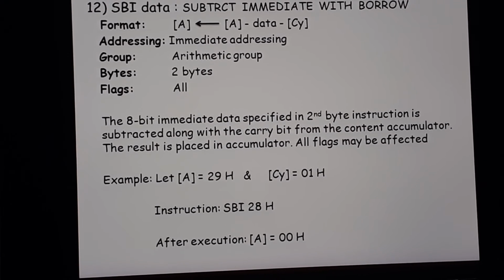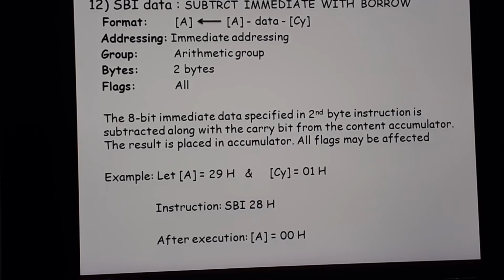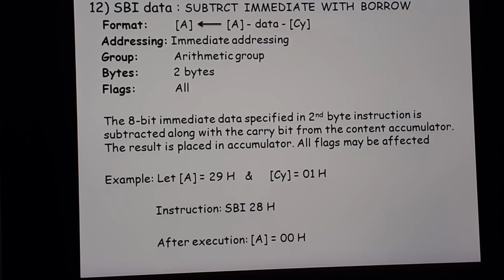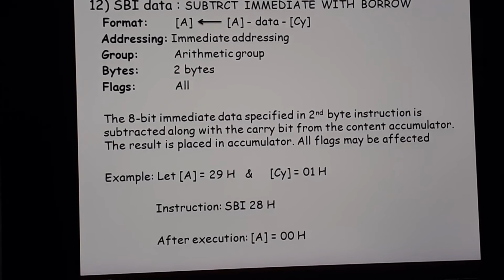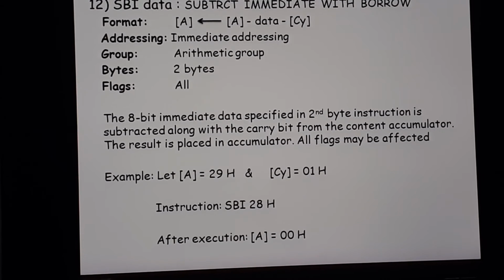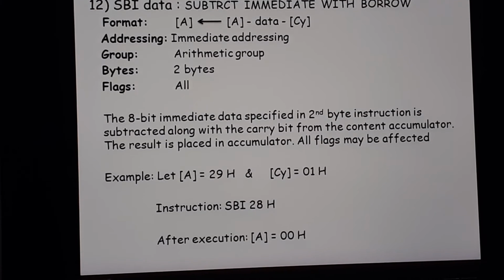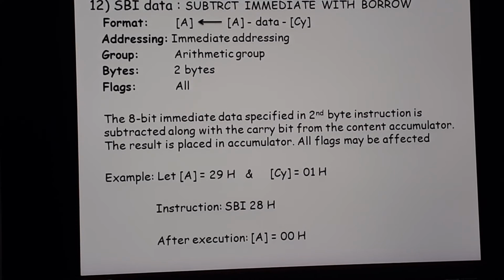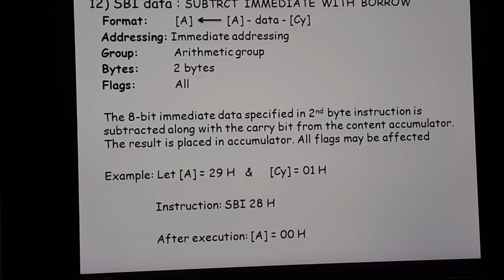Now how will you explain? Here you will write the 8-bit immediate data specified in the second byte of the instruction is subtracted along with the carry bit from the content of the accumulator, and the result is placed in accumulator, and all the flags may be affected. Or you can change the sentence from whatever, but the format should be as it is in the sentence. So you can write the sentence looking at the format. So the format is the main thing that you should know.